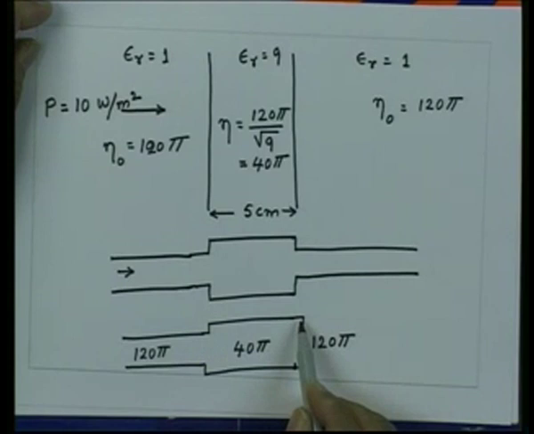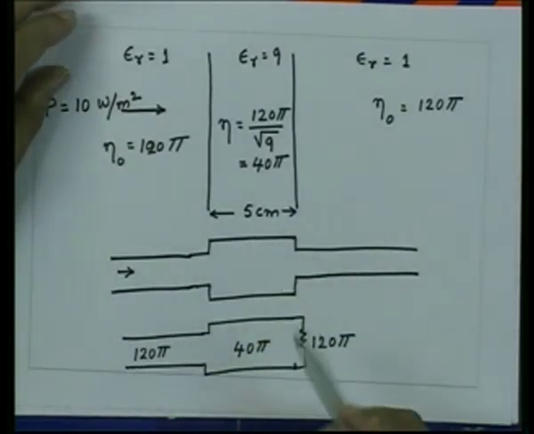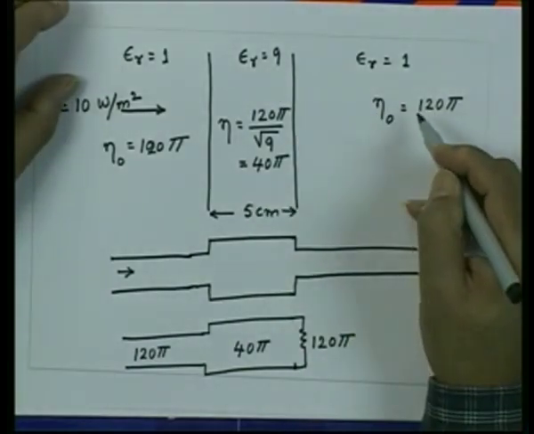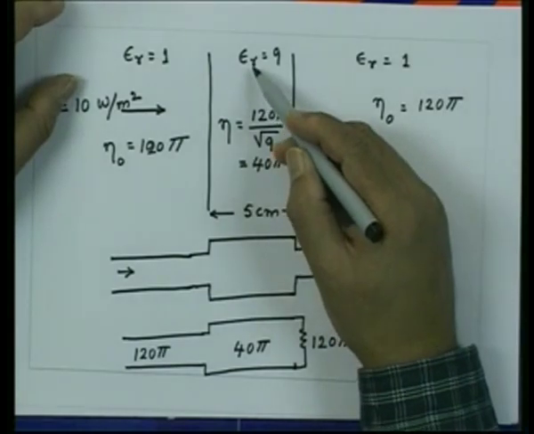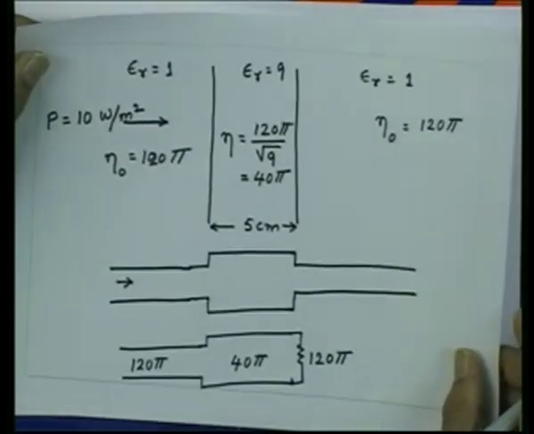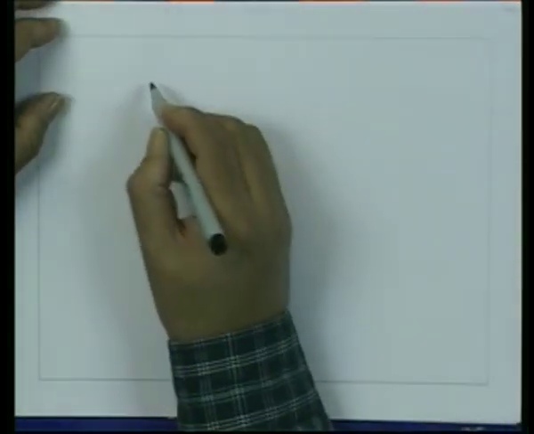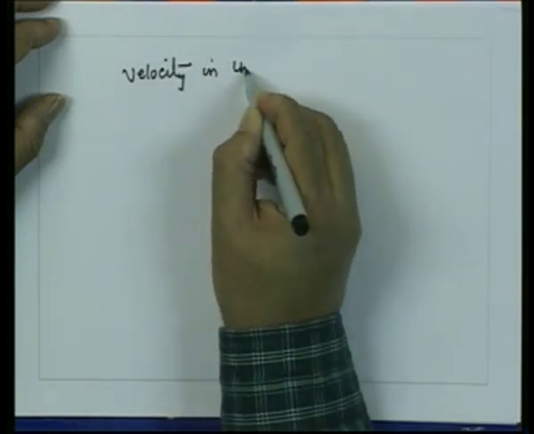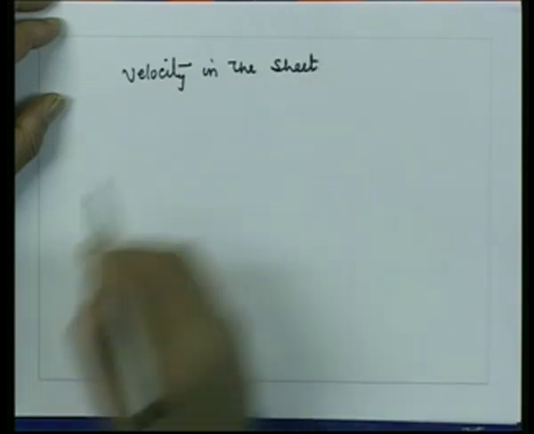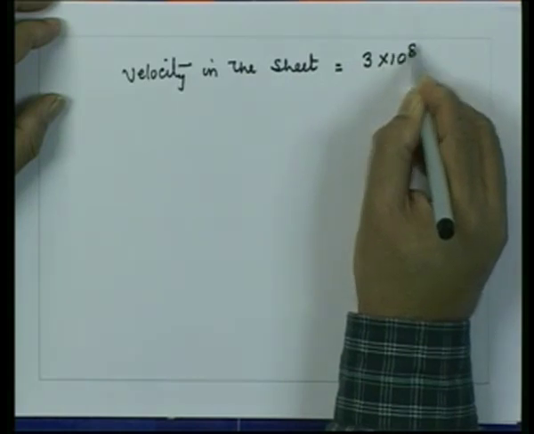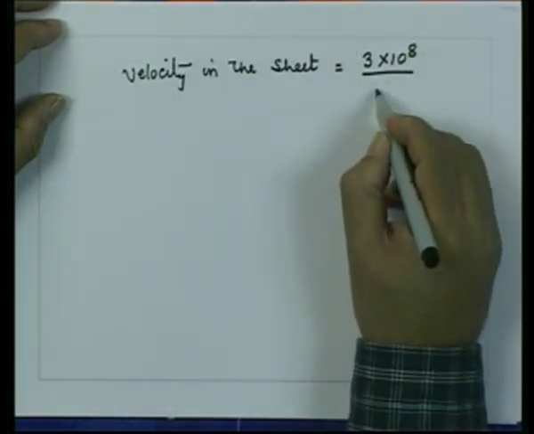For this we have to find this length, which is 5 centimeter, in terms of the wavelength, and the wavelength depends upon the dielectric constant of the medium. So, here we can calculate the velocity, and from there the wavelength of the wave in that medium. Since epsilon r is 9, the velocity of the wave in that medium on the sheet is equal to the velocity in air divided by the square root of epsilon r, which is root of 9.